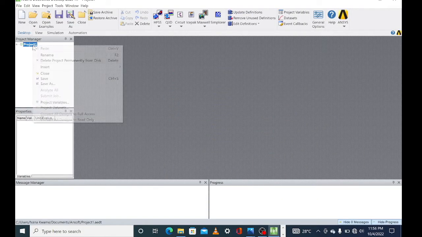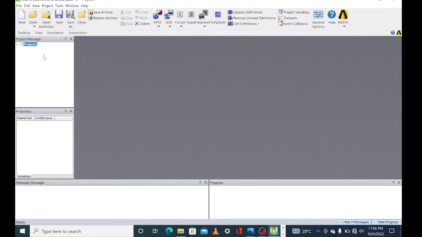I will name the project as usual, KindMark underscore monopole underscore antenna. So after renaming our project, we will insert HFSS.